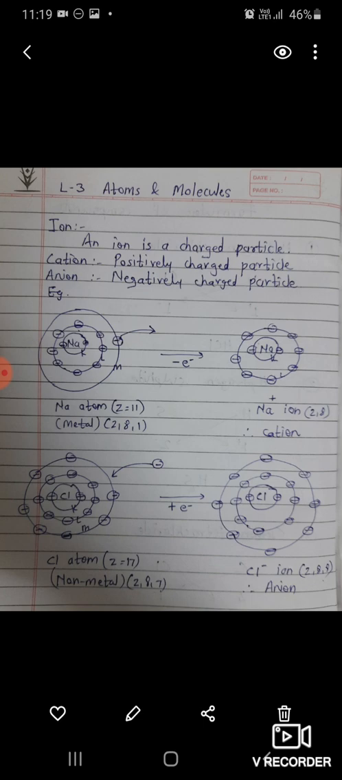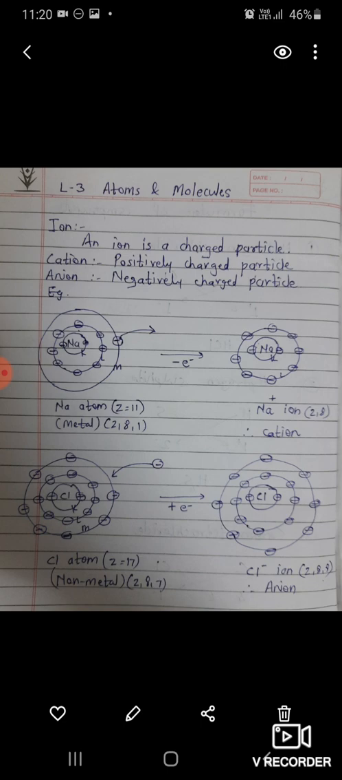Now this is a sodium atom. But when the electron from the valence shell, or outermost shell, gets transferred, then we get the sodium ion, Na plus ion, and as it is positively charged, it is known as a cation. Only one electron is lost by the sodium atom, therefore a 1 plus charge is present on the sodium ion. You can see the electronic configuration: sodium atom is 2, 8, 1, and the electronic configuration of the sodium ion, that is the cation, is 2, 8.